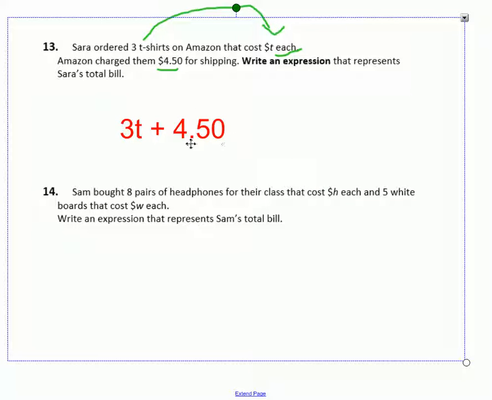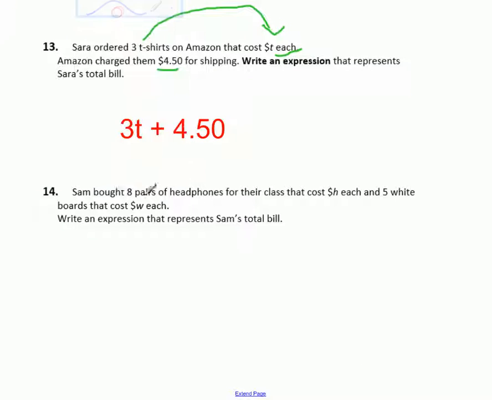This is it. I use multiplying, 3 with a T next to it to show multiplying because of the clue word each. Each shirt costs the same amount, so I would have had to add this $T shirt plus this $T shirt plus this $T shirt, and the faster way of doing that is just saying 3 times T. And then again, something is added to my bill, shipping, and I want to know the total. Total does mean to add, so I have to add up what the t-shirts cost plus the shipping charge.